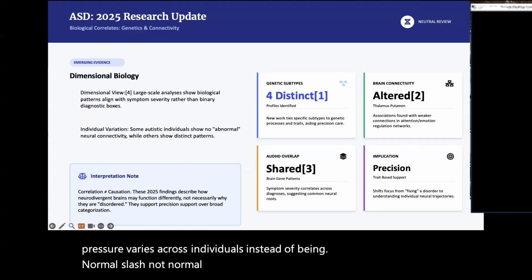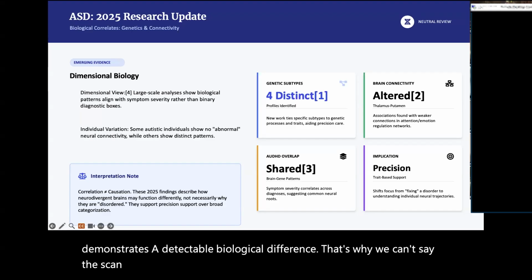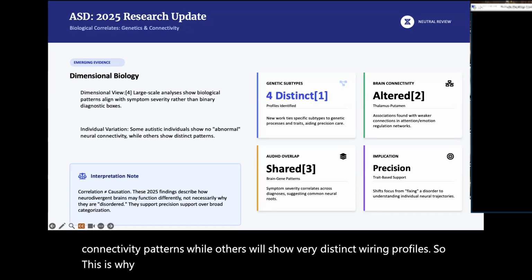It's important to note that not every autistic individual demonstrates a detectable biological difference. That's why we can't say the scan means you have it. Some show completely typical neural connectivity patterns, while others will show very distinct wiring profiles. So this is why autism presentations are so heterogeneous.